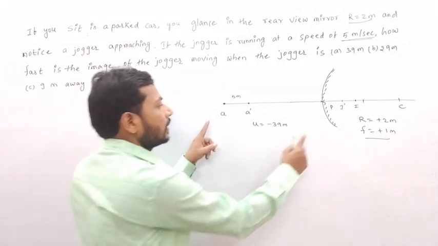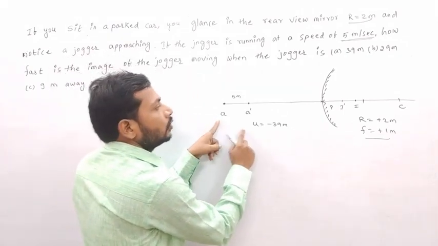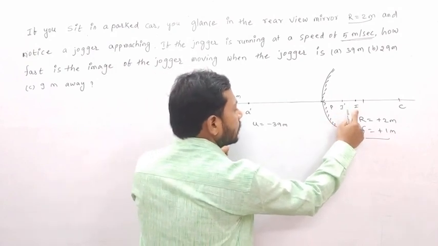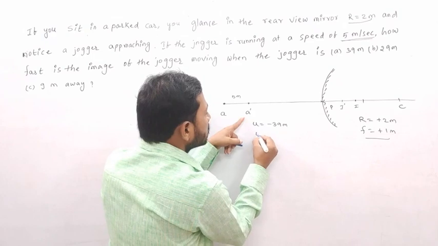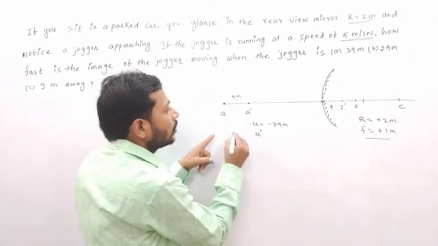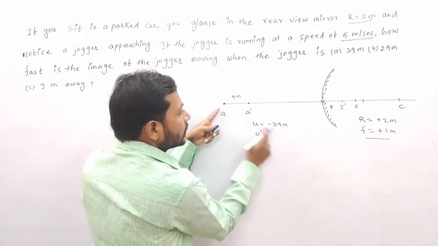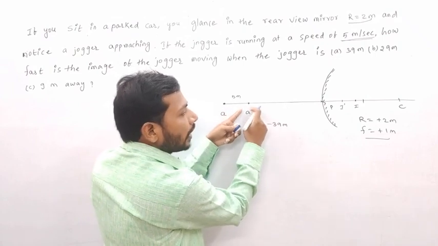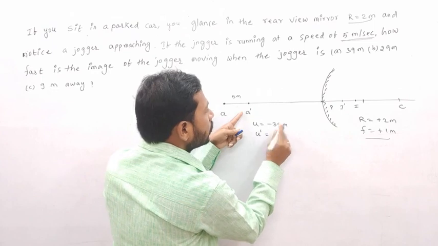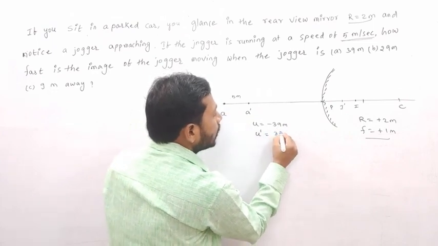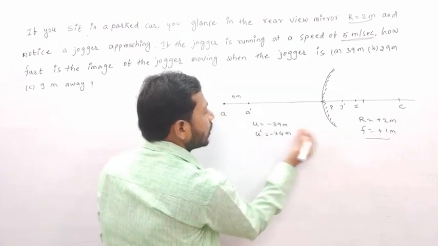Now when the object is at 39, you have to find out the position of the image. When the object comes to here, I am going to give it the name u dash. U dash equals how much? Before it was 39, and it has come 5 meters to the front side. Then I say u dash equals 39 minus 5, which is 34 meters. This is also on the left side.